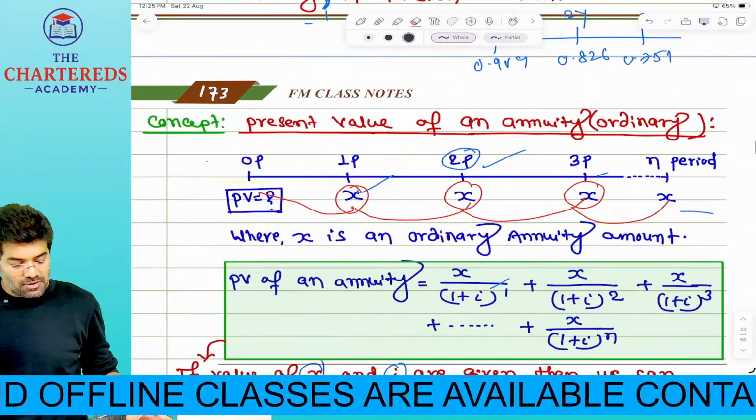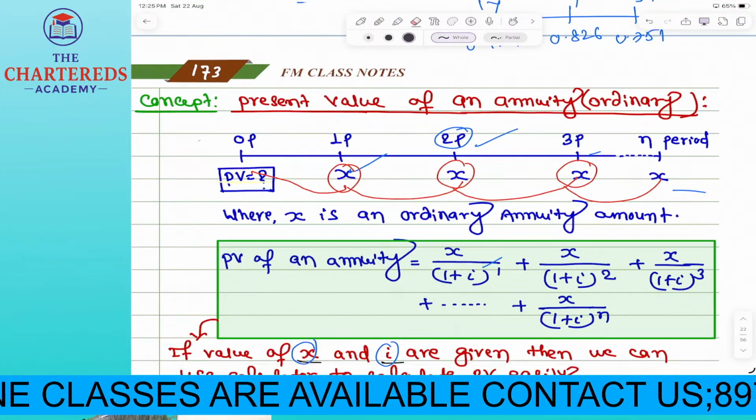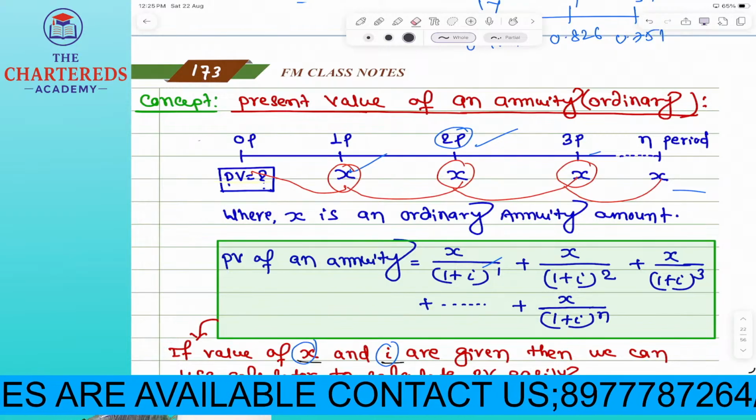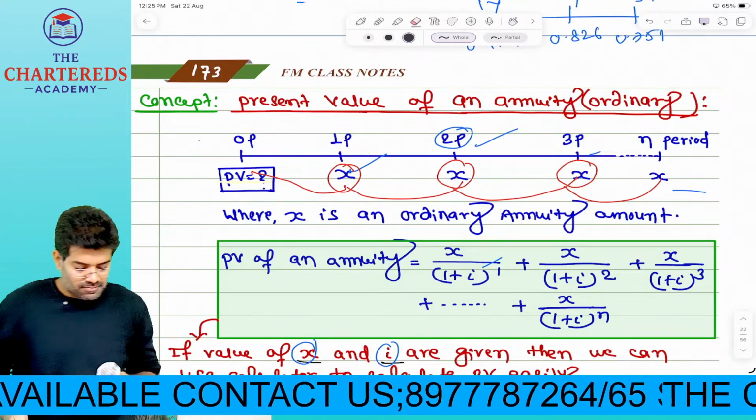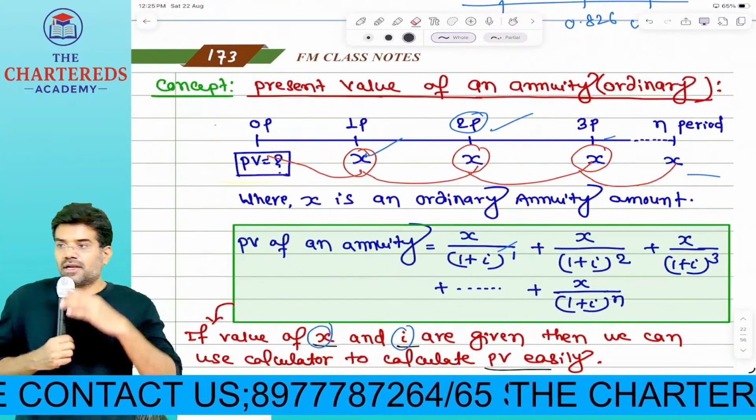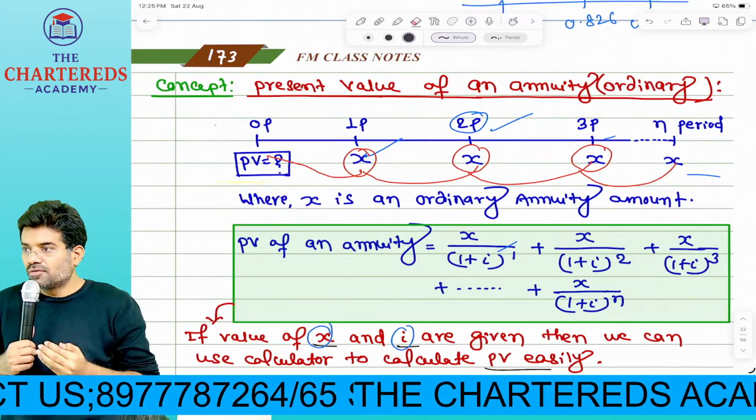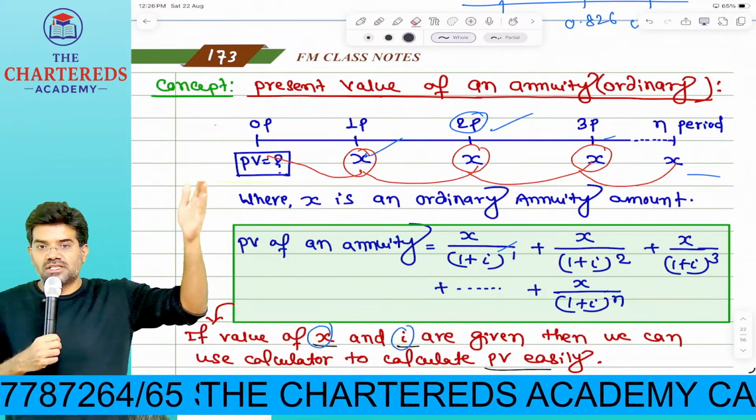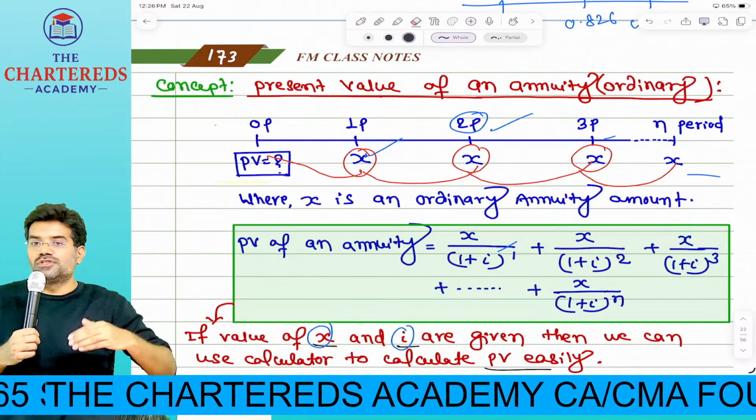First, let's start with the present value of an annuity, ordinary. Earlier we did the future value of an annuity. Now we are going to do the reverse. We have to get, say, 5,000 rupees at the end of the first year, second year, third year and fourth year. Today, what is the value of all those future values?